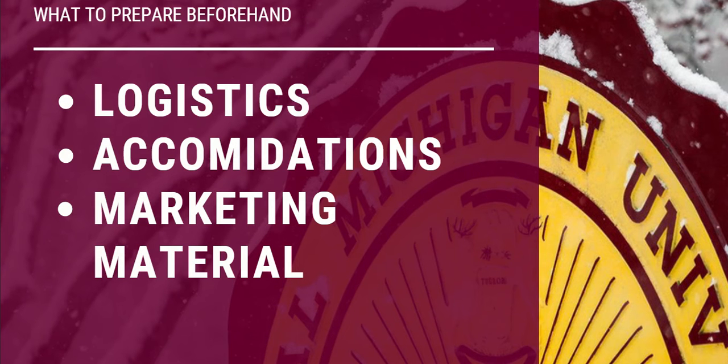Before you begin to plan your event, understand you need to have a few things prepared. Number one, the logistics of your event. A preferred date, time, and location, as well as some backup plans in case you cannot get things exactly the way you want them. Also keep in mind the accommodations you may need for your event.